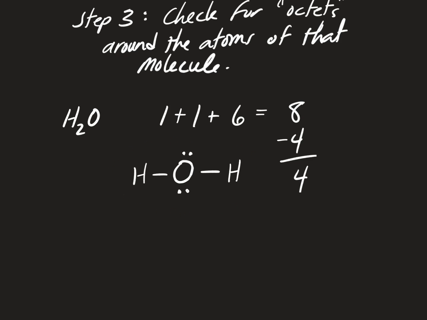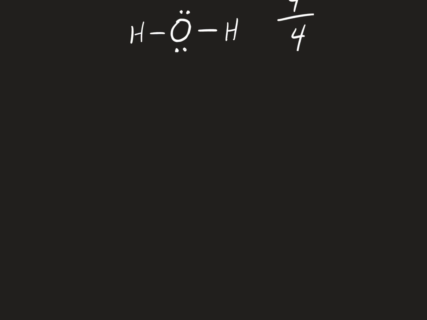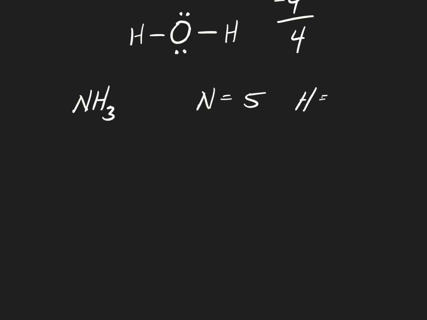This is the answer. Okay, let's try another one. Let's try ammonia, NH3. Let's start with counting the valence electrons. Nitrogen has 5 valence electrons. Hydrogen each has 1, so the hydrogens altogether contribute 3 valence electrons. That's a total of 8 valence electrons in the ammonia molecule.